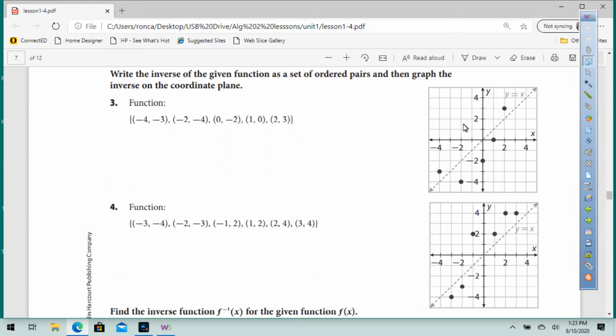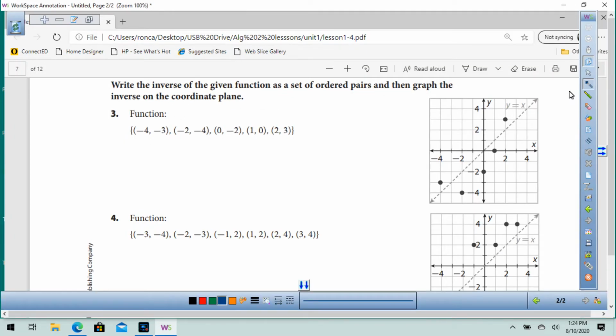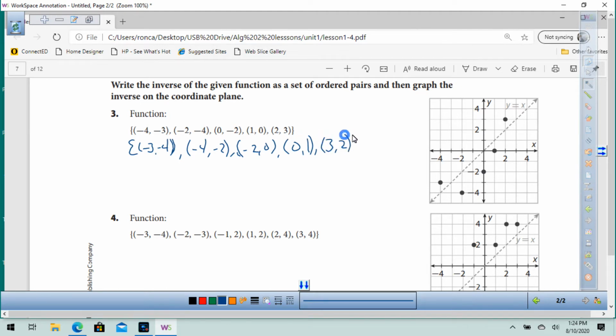Write the inverse of the given function as a set of ordered pairs and then graph the inverse on the coordinate plane. So let's take a look at it. Negative 4, negative 3 becomes negative 3, negative 4. Negative 2, negative 4 becomes negative 4, negative 2. 0, negative 2 becomes negative 2, 0. 1, 0 becomes 0, 1. And 2, 3 becomes 3, 2.